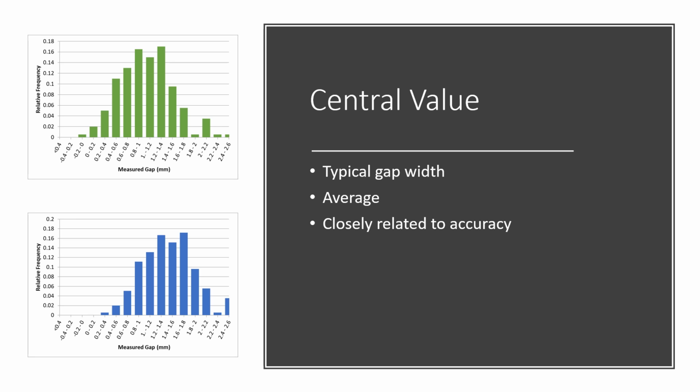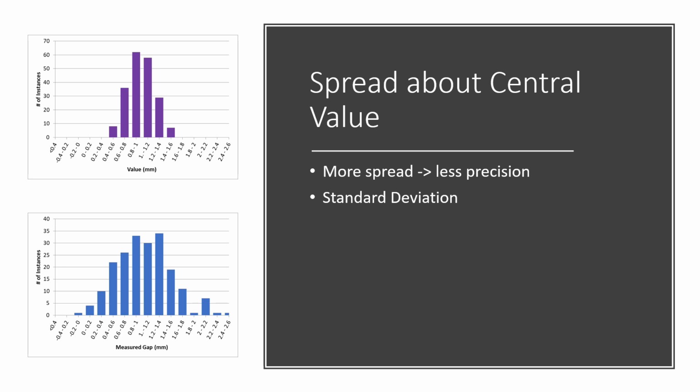Frequently, for that central value we'll just use the average value. It's closely related to this concept of accuracy. In other words, if we're trying to hit, say, 1 millimeter, then this is telling me we're doing that. We're getting pretty close to 1 millimeter. So it's related to accuracy as opposed to precision.